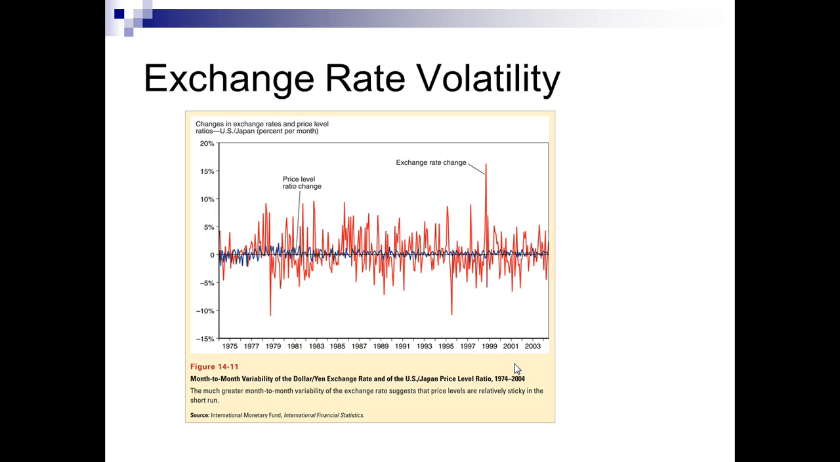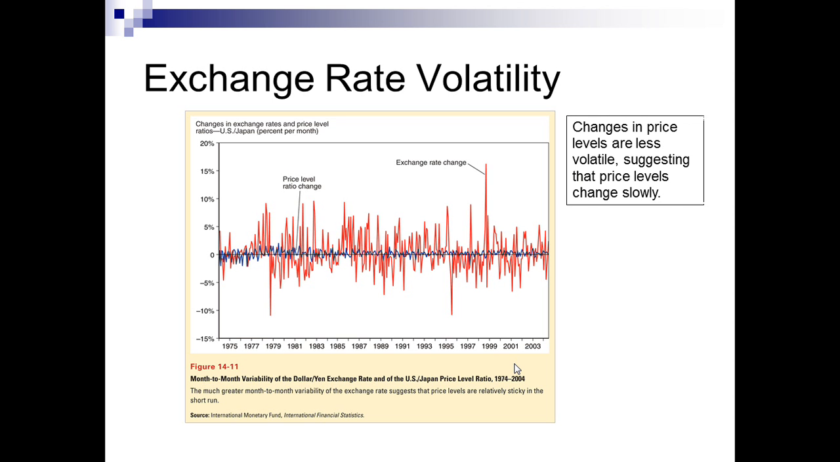And this graphic gives you some empirical evidence for this exchange rate overshooting. What we have in blue is the ratio of the US-Japan price level, and in red we have the ratio of the exchange rate change. And changes in the price levels are very small. The blue lines don't vary quite so much. So changes in the price levels are less volatile, suggesting that price levels change quite slowly.